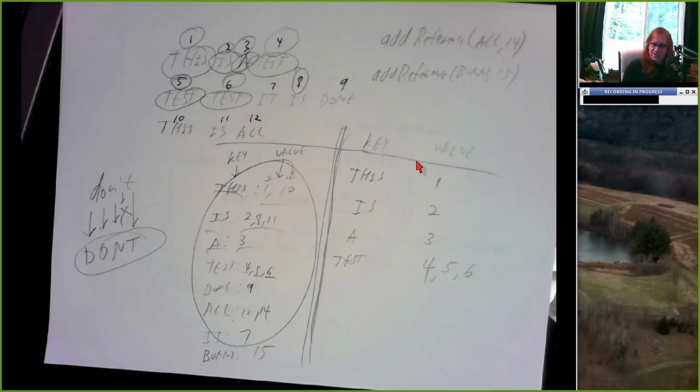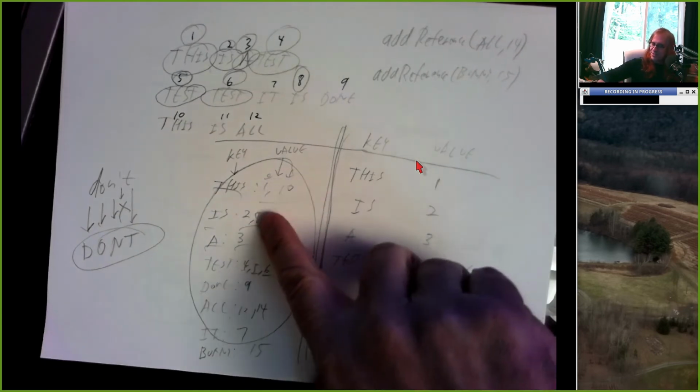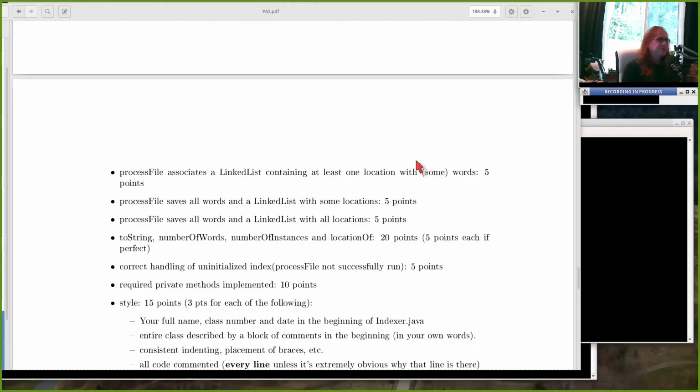So if, you know, maybe I've got the first location of each word, but that's it. You still get a few points for that. If it manages to save all of the locations in each linked list, that's an extra 5 points. And then your public methods, toString, numberOfWords, numberOfInstances, locationOf, 5 points each if they're perfect. If there's any issues with those, you don't get the 5 points on them. Correct handling of what you do in these other methods, if processFile does not succeed, that's worth 5 points.